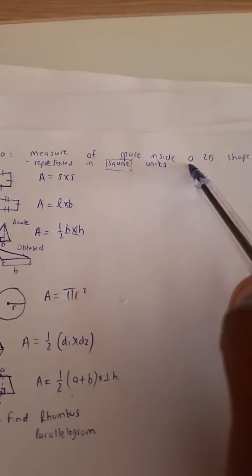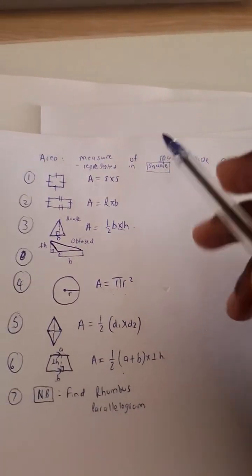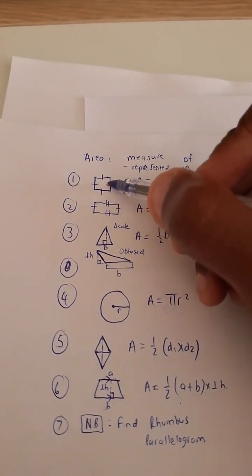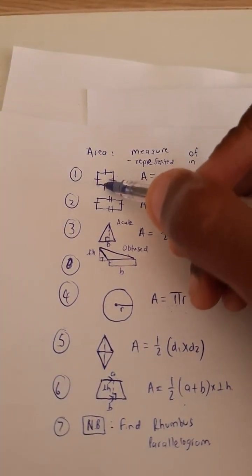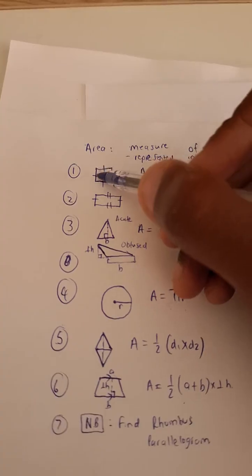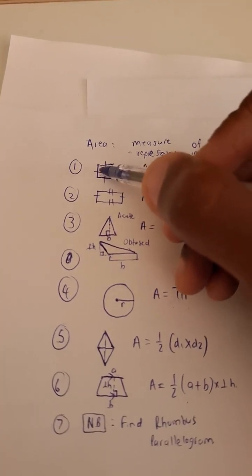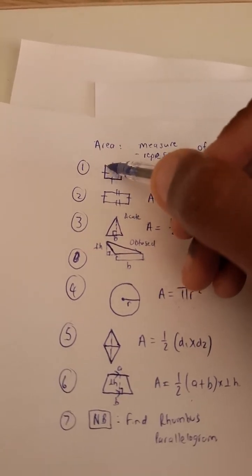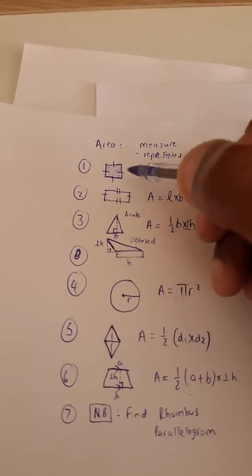Area is the measure of the space inside a two-dimensional shape. So the truth then is, we are talking about this space inside. That's the area of the square, right? So when this space is covered, then we want to calculate its area.